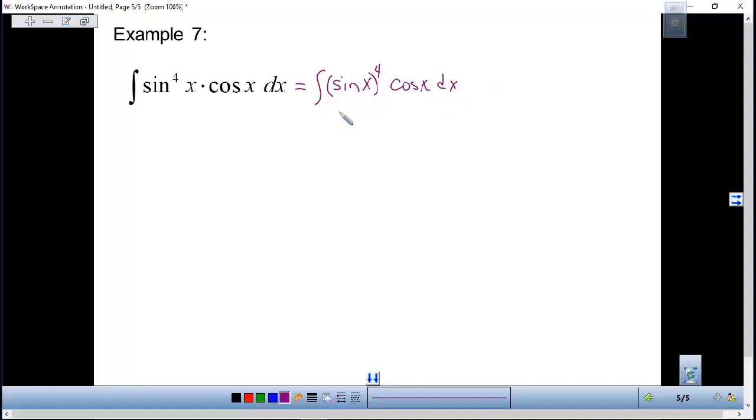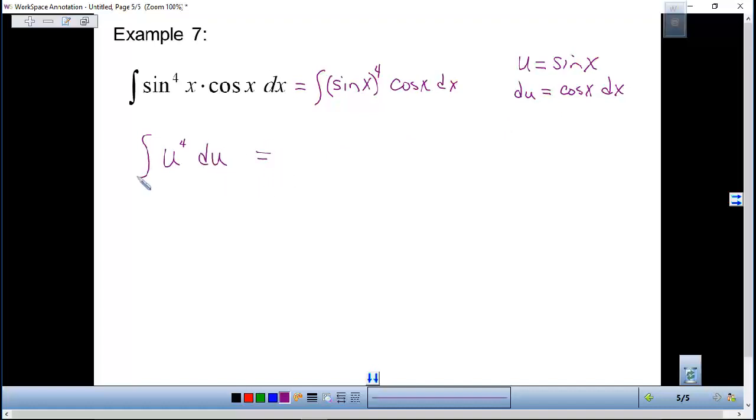So in this case, now once we get it in this form, it makes it a lot easier to notice what we're going to do for our u. So u is going to be sine x, and du would be the derivative of sine x, which is cosine x times dx. And we just happen to have cosine x dx right there. So now when we do all of our substitution, in place of sine x, we're putting u. We have u to the fourth. And in place of cosine x dx, I'm going to put du.